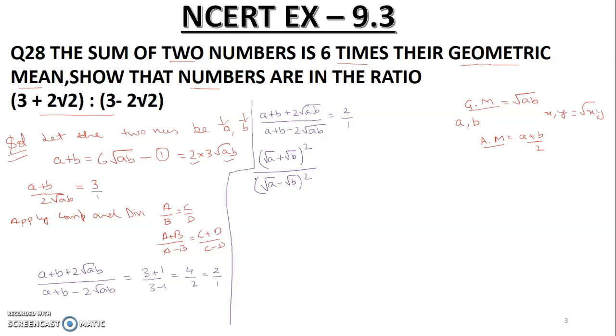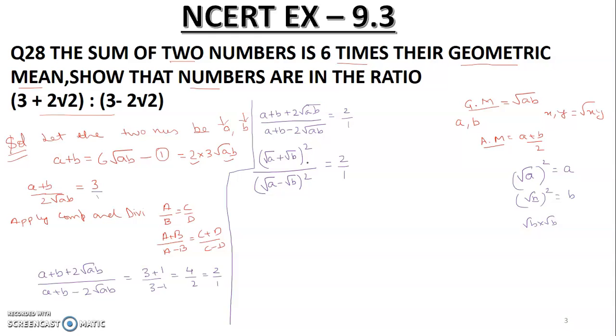You are in 11th class students, you should know this. Root a whole square is equal to a, root b whole square is equal to b. Why? Because this is root b into root b. All this is studied in 8th and 9th in rational numbers. Anyhow, I've just repeated it, you should keep this in mind. This is equal to 2 by 1.